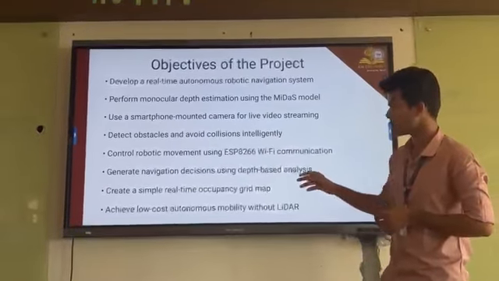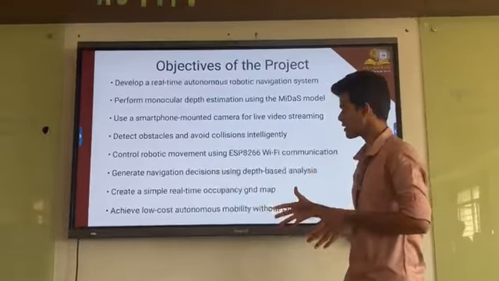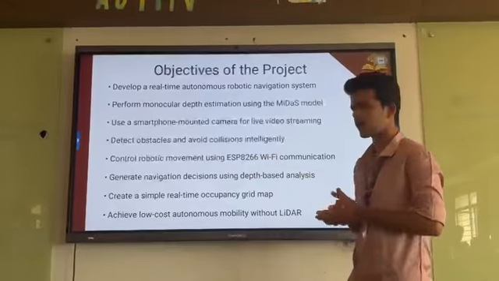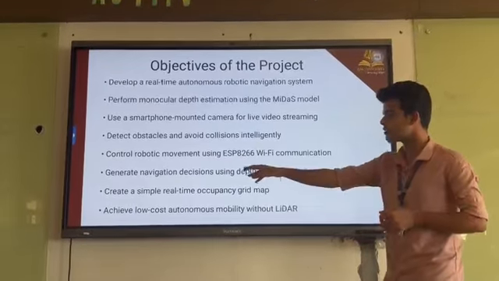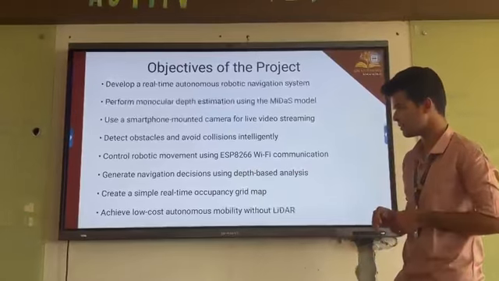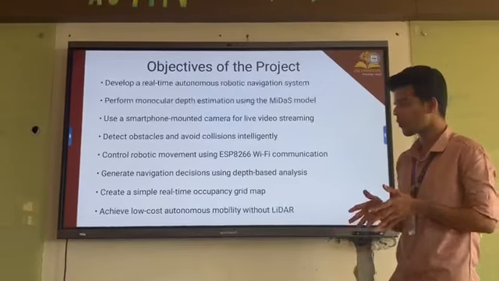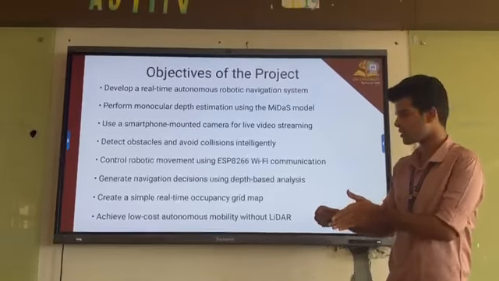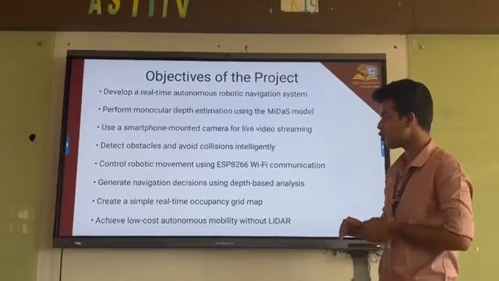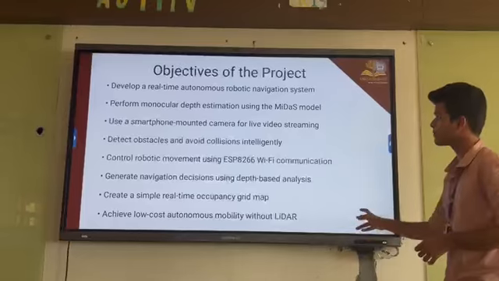So how does the car move automatically? It will be using ESP8266 with Wi-Fi communication, and it generates navigation decisions using depth-based analysis. It creates a simple real-time occupancy grid map. In the grid map, it will show where the collisions and obstacles are. So it will achieve low-cost autonomous mobility without LiDAR.